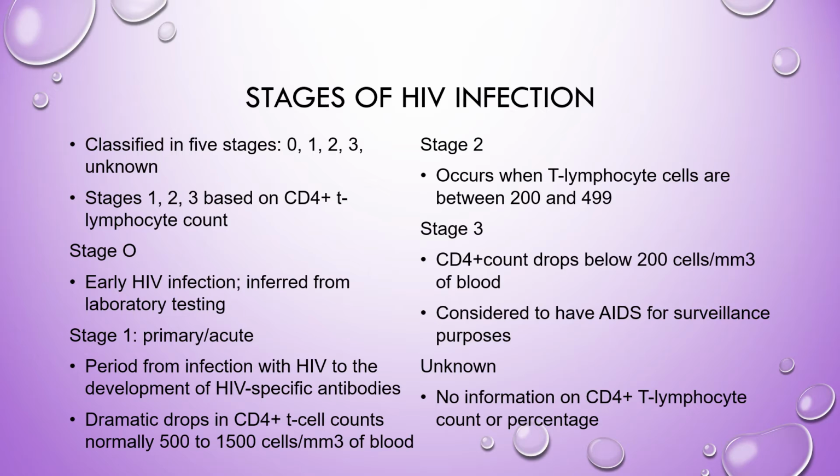Stage 2 occurs when T lymphocyte cells are between 200 and 499. In stage 3, their CD4 count drops below 200 cells in their blood, and they're considered to have AIDS for surveillance purposes. Unknown is no information on the CD4 T lymphocyte count or percentage.